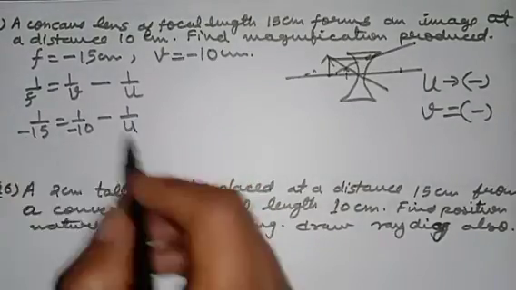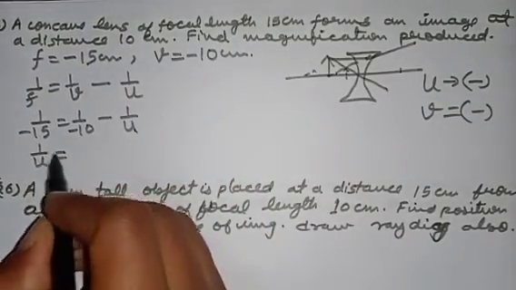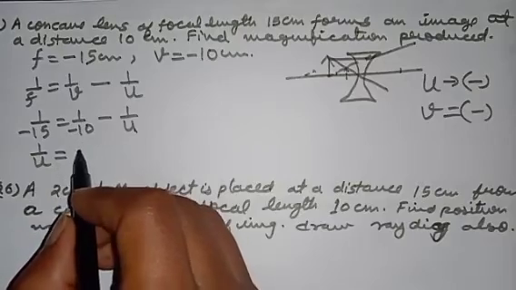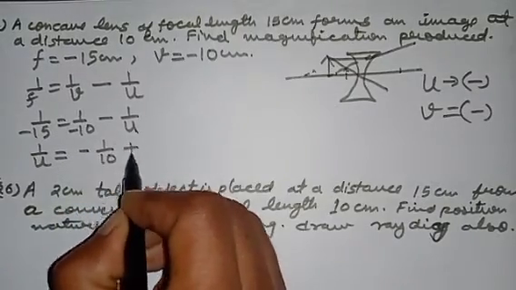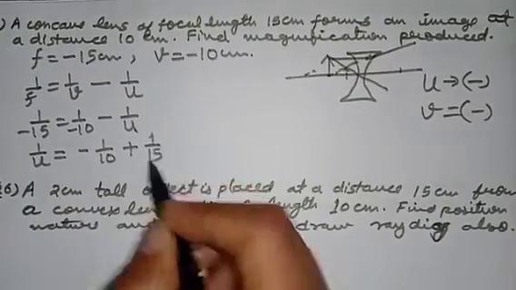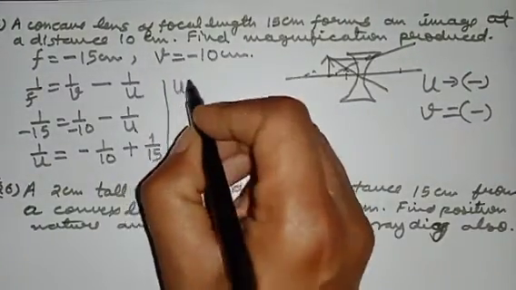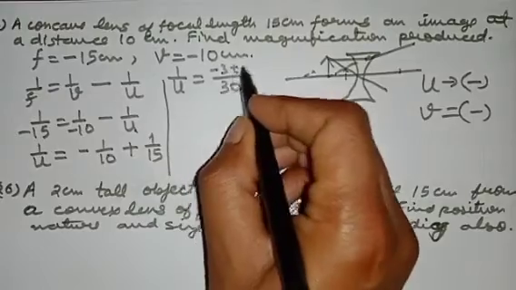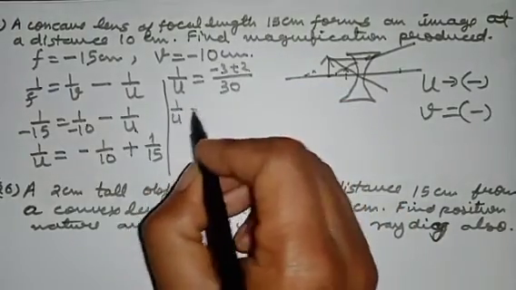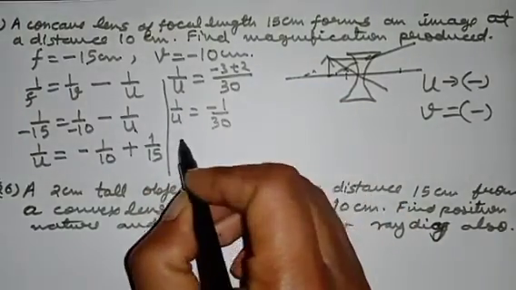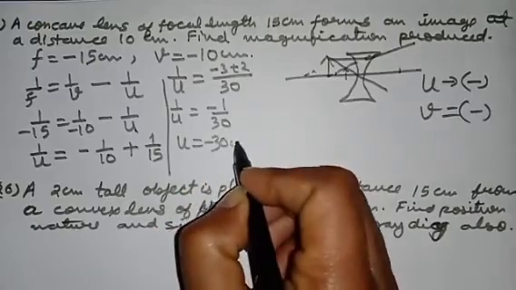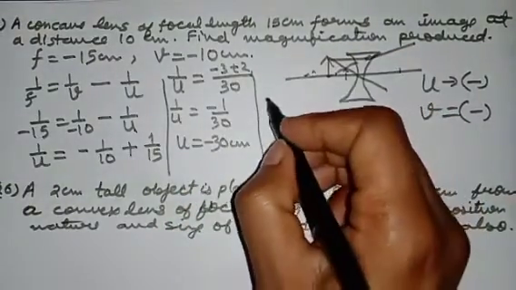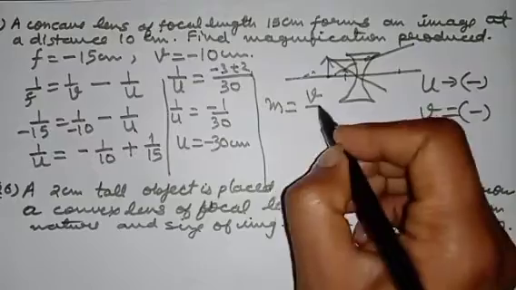It is for lens, so 1 upon minus 15 equals 1 upon minus 10 minus 1 upon u. It will go this side, it will come this side, because we have to find u. And it is minus 1 upon 10 and plus 1 upon 15. So 1 upon u is equal to the LCD 30: minus 3 plus 2. So 1 upon u equal to minus 1 upon 30. So u equal to minus 30 centimeter. And magnification, the main question was magnification, that is v by u.